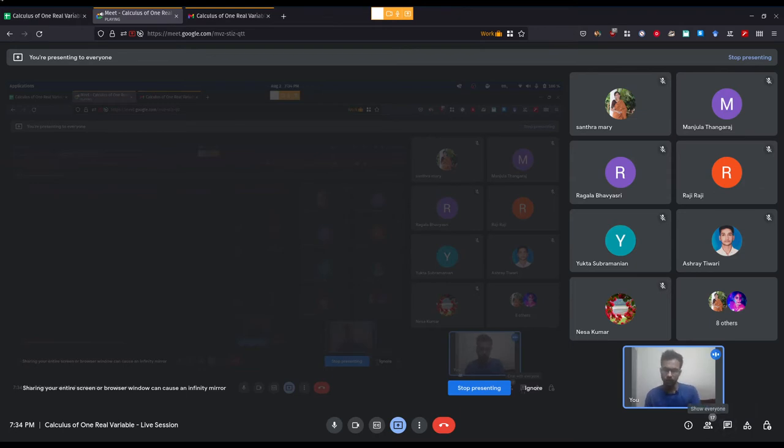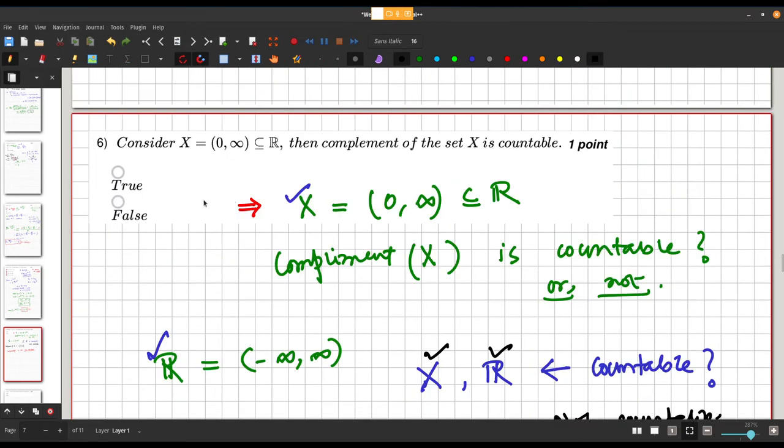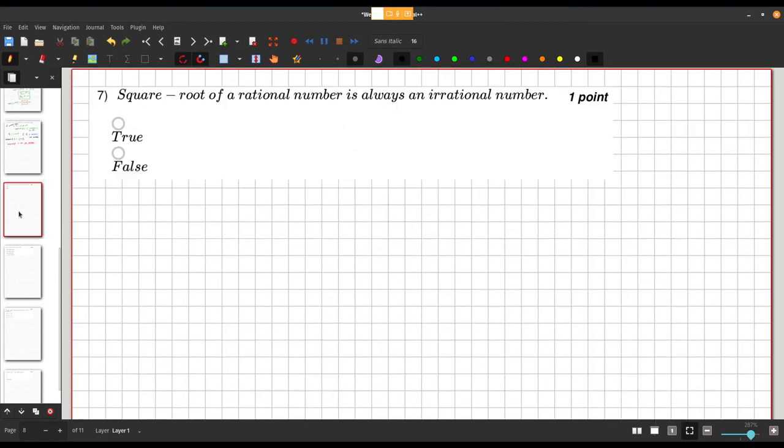Okay, great. It seems everybody has understood everything. So let us take the correct option here and move to the next problem, which is problem number 7.